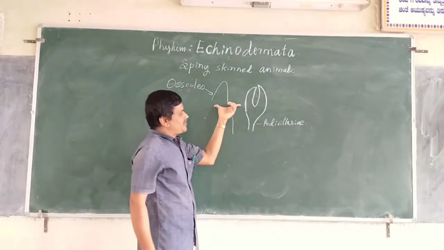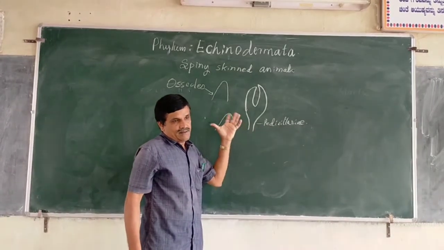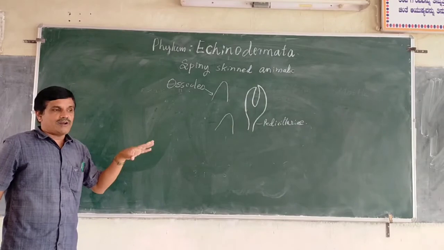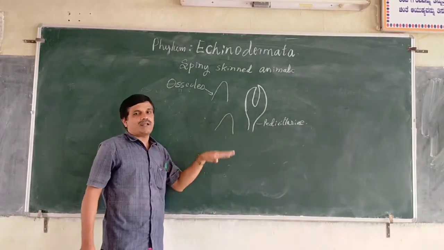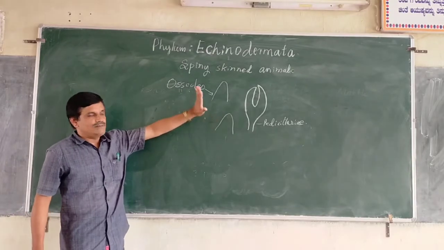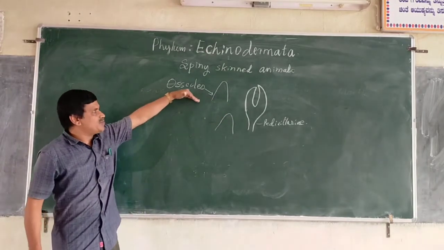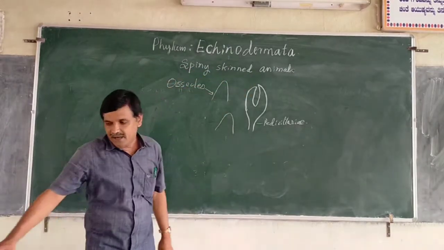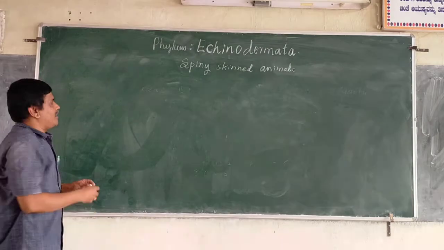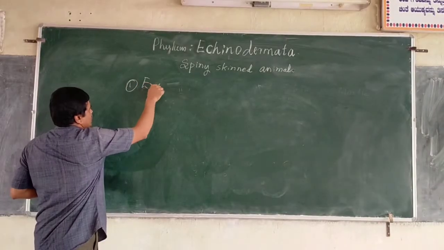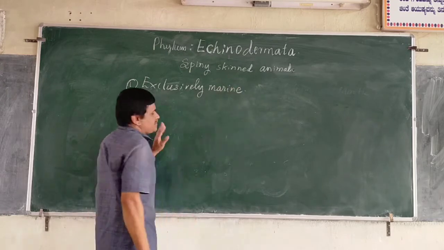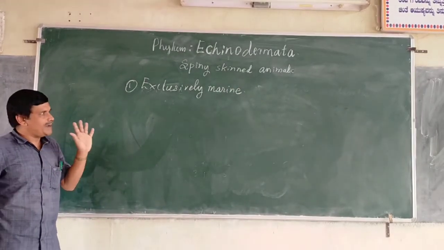The function performed by these ossicles and pedicellaria in their body wall is protection. It eliminates things, particles or matter which come in contact with their skin. Thereby it gives protection, hence they are known as spiny skinned animals. Then the echinoderms are exclusively marine. They are found in the marine habitat.